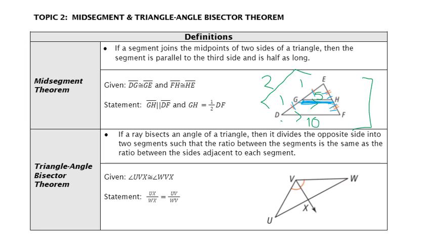The triangle angle bisector theorem is if you have a ray bisecting an angle of a triangle, then it divides the opposite side into two segments where the ratio between the segments is the same as the ratio of the sides. So these two sides are going to be the same ratio as UV over VW. Again, it really is just a proportionality that we're using: it's dividing it, and you're going to get that same ratio.